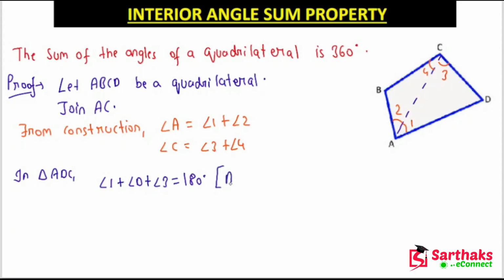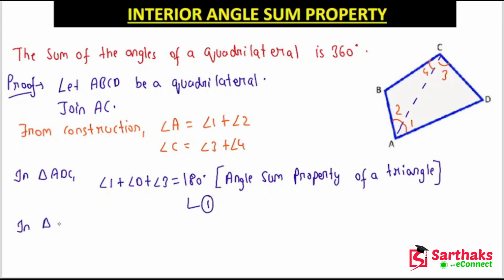Now how do we get this? We got this by the angle sum property of a triangle. So what does the angle sum property of a triangle simply state? That the sum of all interior angles of a triangle is 180 degrees. Okay, so let this be called equation number 1, right? Similarly, in triangle ABC, angle 2 plus angle B plus angle 4 is equal to 180 degrees. Again, it is from the angle sum property of a triangle. So we have these two equations.